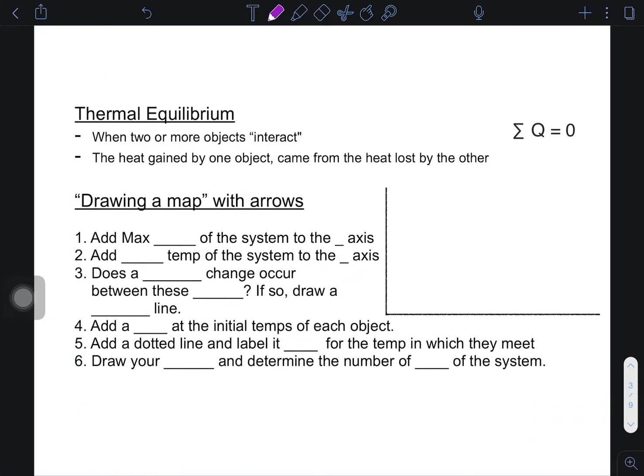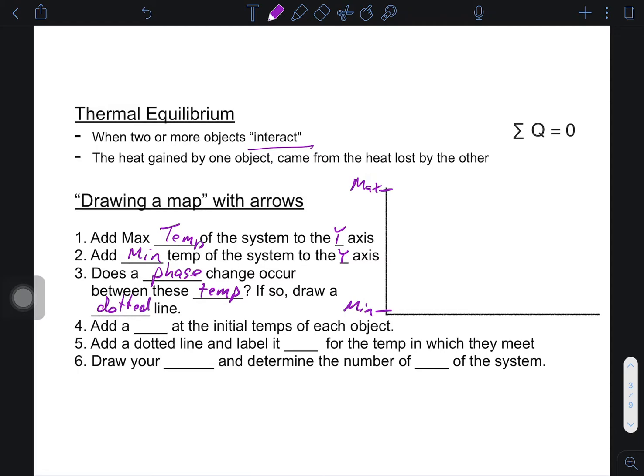So again, thermal equilibrium is when two objects interact, and then the heat gained by one object came from the heat lost by the other. So when we draw these maps, it's going to be similar to what we did before. There's just a little bit of differences. So we are going to add the max temp of the system on our y-axis, so max temp. We are going to add the minimum temperature on the y-axis, so we can go minimum. And then we have to ask ourselves, does a phase change occur between these temperatures?